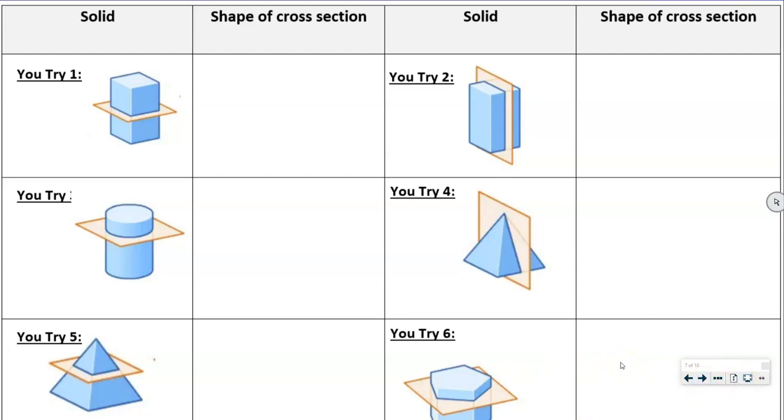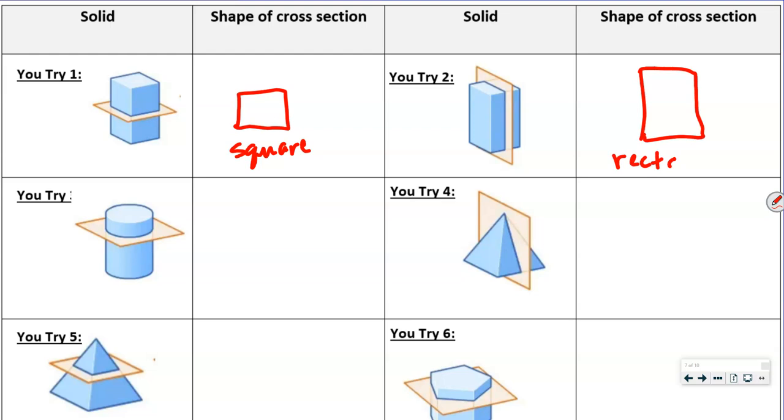Okay, so this first one I see is a square, right? So I'm going to write square here because my square doesn't really look like a square. Then U try 2, rectangle, right? So I'm going to write rectangle here. Then U try 3 was a circle. I'm going to write a circle here.